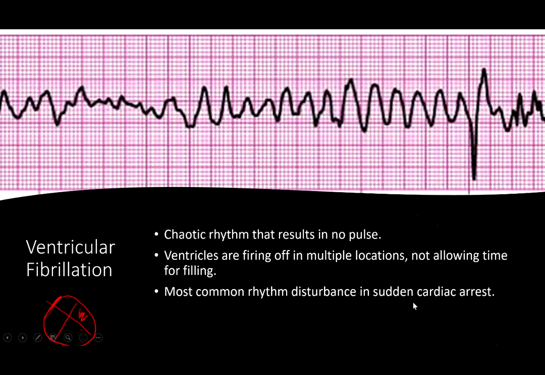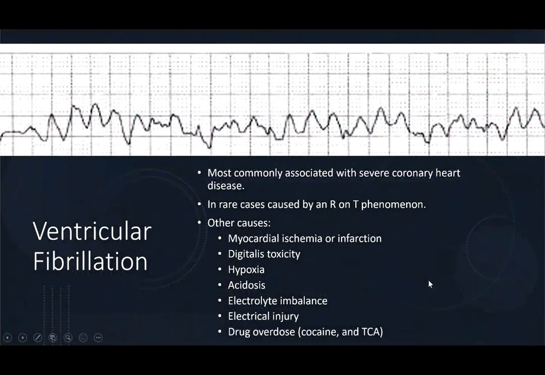This is the most common rhythm disturbance in sudden cardiac arrest. So our patients that suddenly arrest on us, kind of clench their chest and then go into a full arrest, most common rhythm associated with that. Could be caused by an RNT phenomenon, but our most common cause of VFib is going to be myocardial ischemia or infarction, just like VTAC.